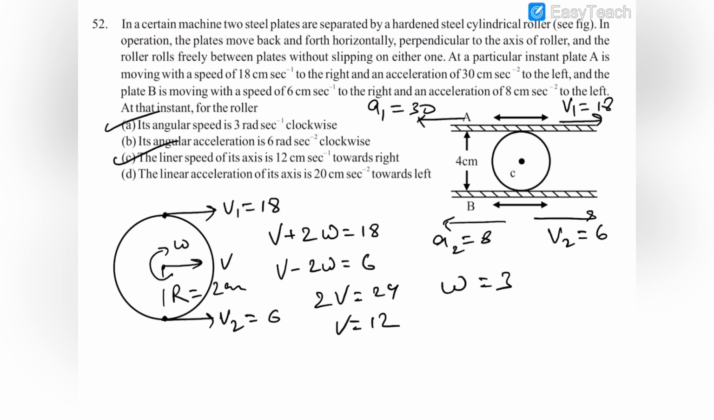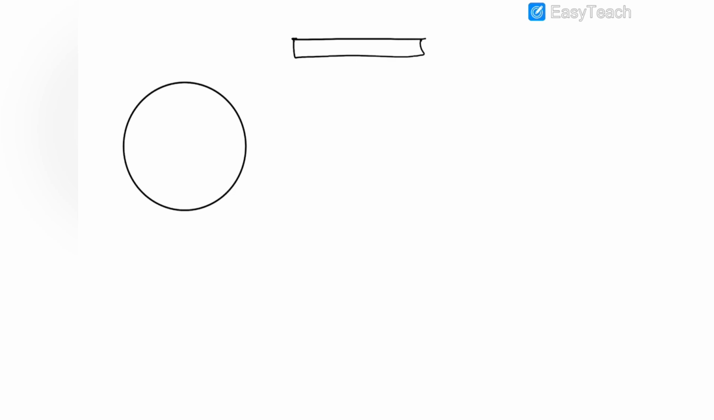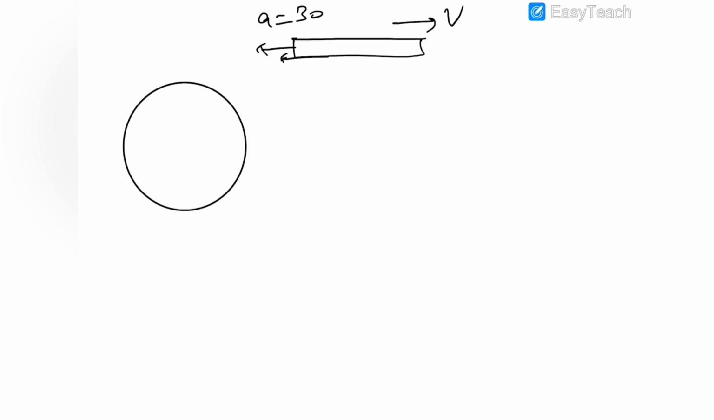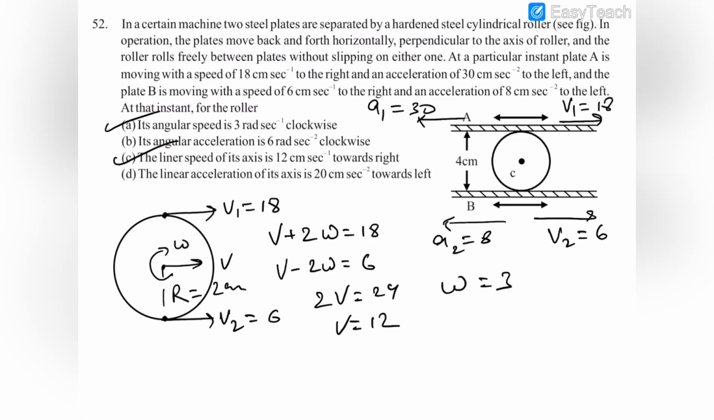Now we also discuss the accelerations. Let us draw a new diagram. Plate A is retarding in the forward direction, which means it is accelerating in the backward direction with an acceleration of 30. So we can say that the friction would be acting on this plate in the backward direction. And on this plate, friction will again be acting in the backward direction because it is also accelerating in the backward direction with an acceleration of 8.